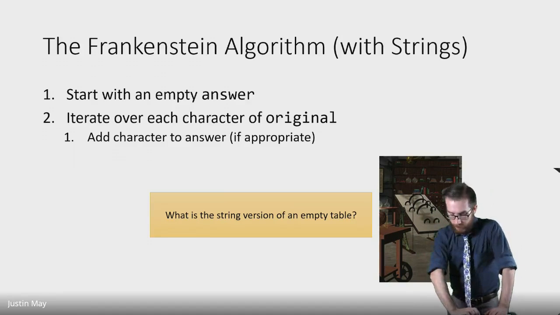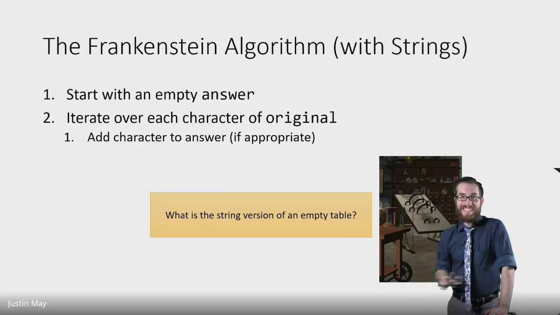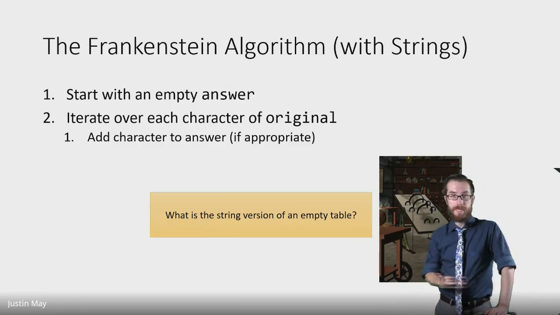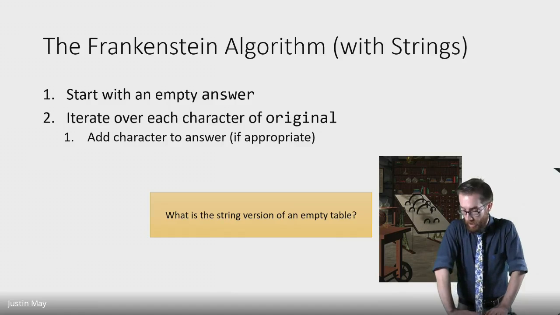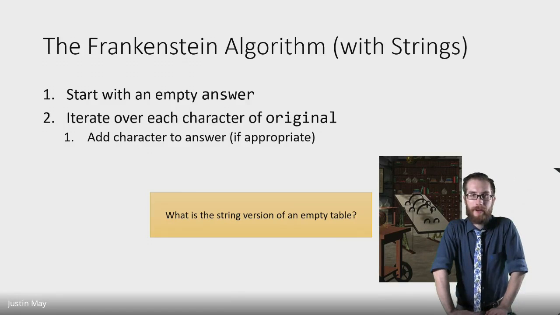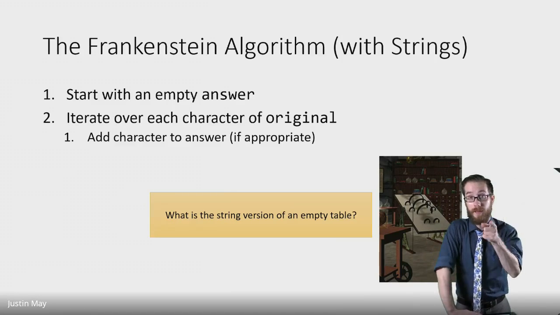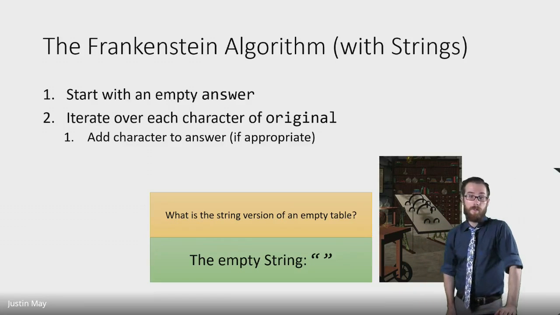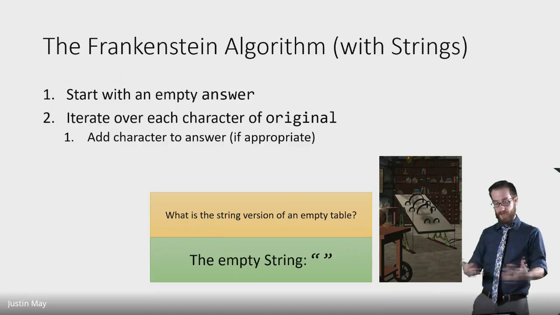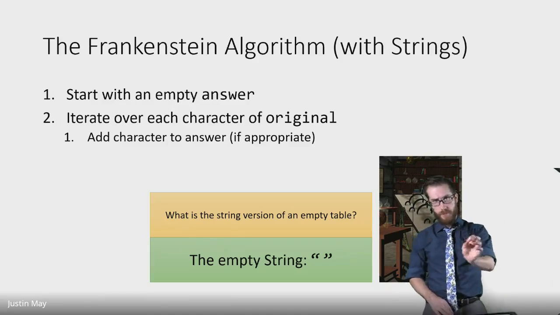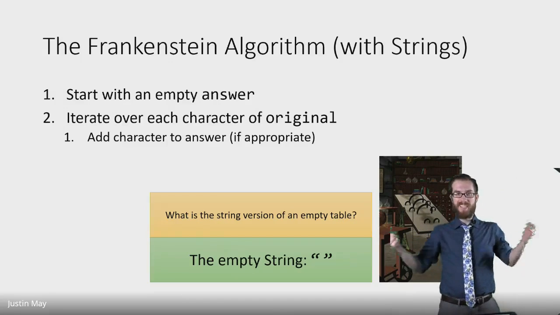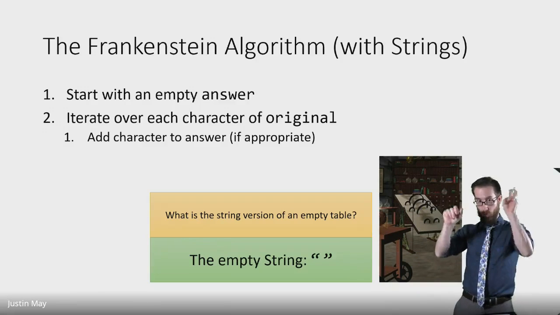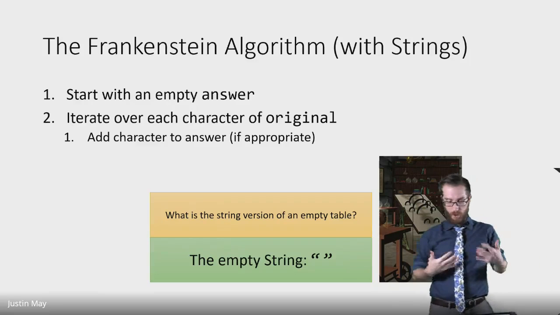So let's think about this for a second. Translating this idea to code, what is the string version of an empty table? Think about that. And then just yell it out. Yell out, what do you think it is? You are correct. The empty string. The empty string is the string version of an empty table. So if we want to start with nothing, we're not really starting with nothing. We're starting with a string, but a string with nothing in it, which is going to be the empty string, which you write with just double quotes with nothing between them. There's nothing, no characters in that string.